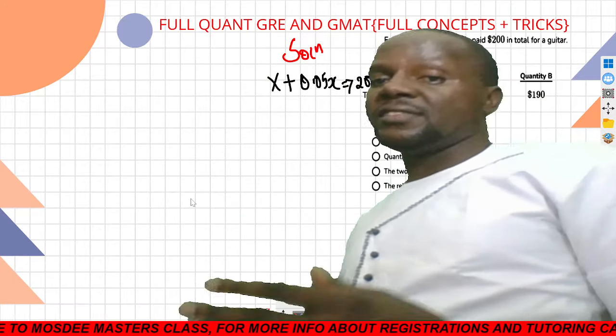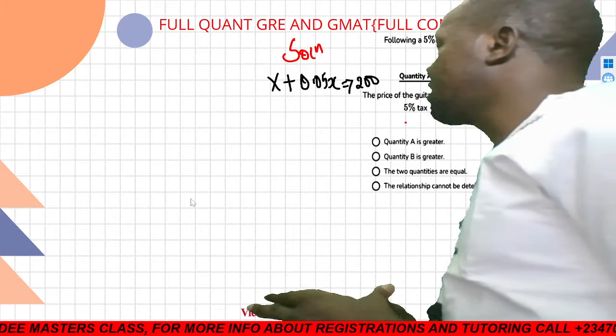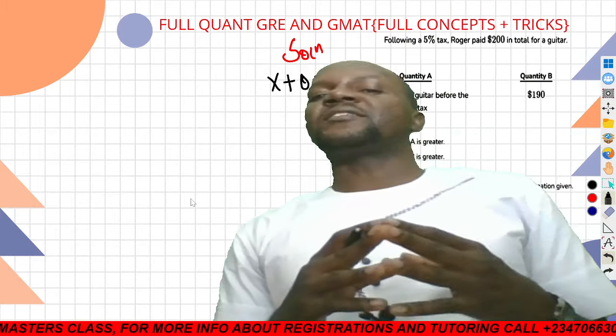They said 5%. You always take percentage as 100. That is our method here. Don't take percentage as 100.